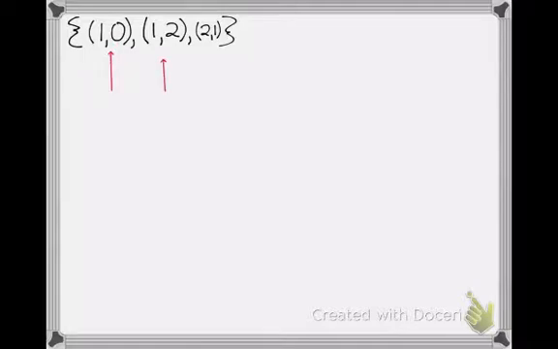On the other hand, the second ordered pair says that the input 1 is assigned to the output 2, and that's a problem. The input 1 is therefore assigned 2 different outputs. So what we have here is a relation, but we don't have a function.